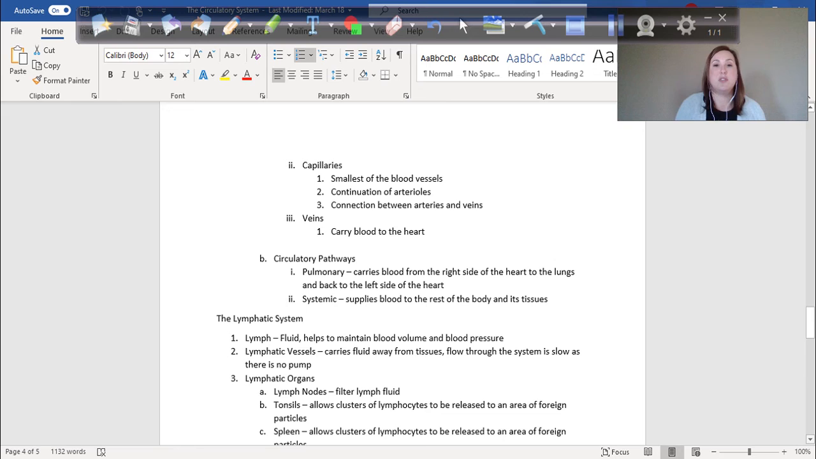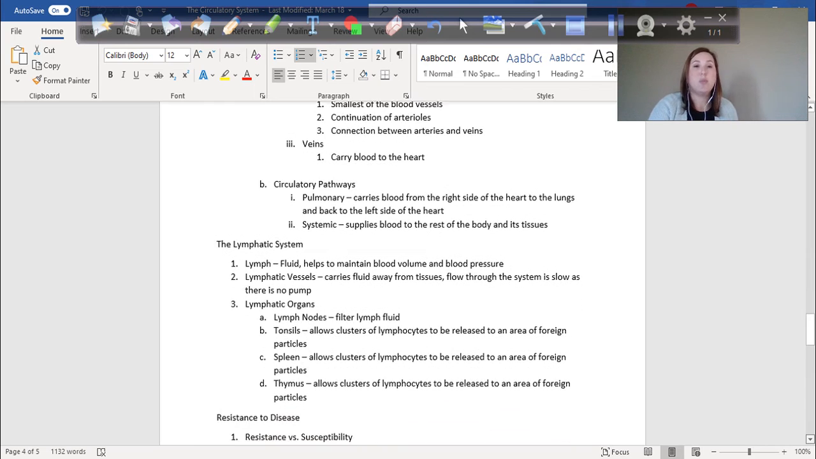Circulatory pathways. So there's two ways that our blood goes. We've talked about that, the right side and the left side. The right side is our pulmonary pathway. It carries blood from the right side of the heart to the lungs and back to the left side of the heart. The systemic part carries blood to the rest of the body and its tissues. Those are different. Pulmonary, you think just with the lungs. Systemic, you think it goes to the rest of the body system.